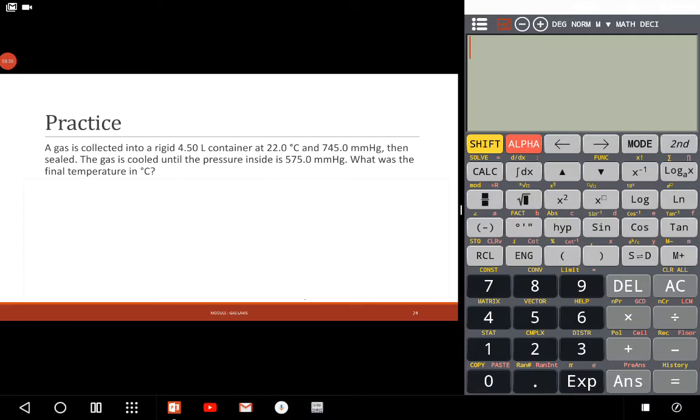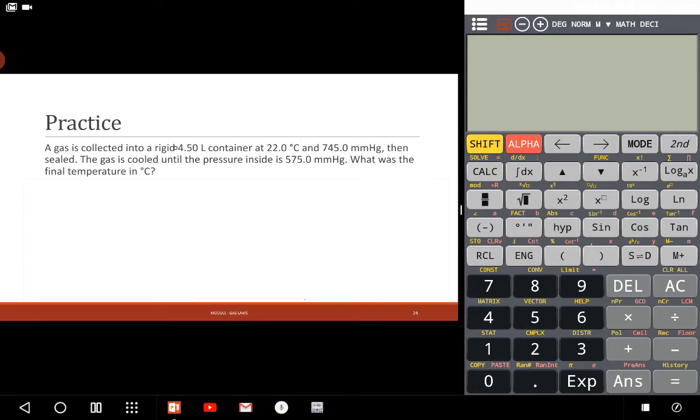Here's a practice problem for you. It reads, a gas is collected into a rigid 4.50 liter container at 22 degrees Celsius and 745 millimeters of mercury and sealed. The container is cooled until the pressure inside is 557 millimeters mercury. What is the final temperature in degrees Celsius? Go ahead and pause the video and work this out. Unpause the video when you're ready to check your math. Okay, let's go over this.